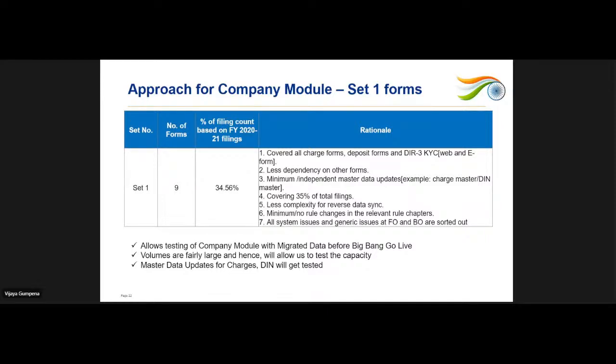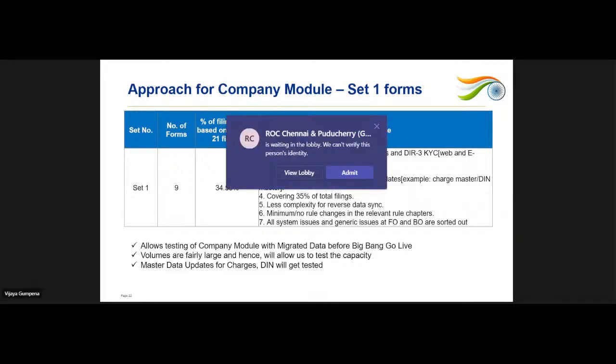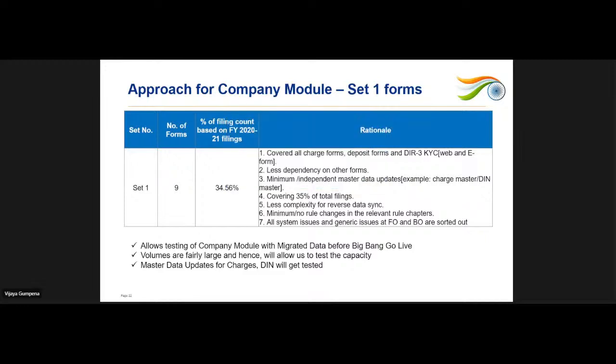And the next point that we have considered is coverage in terms of the volume percentage. So basically, based on 2020 and 21 filings, these 9 forms contribute approximately 35% of your total filings on MCA portal as far as company module is concerned.